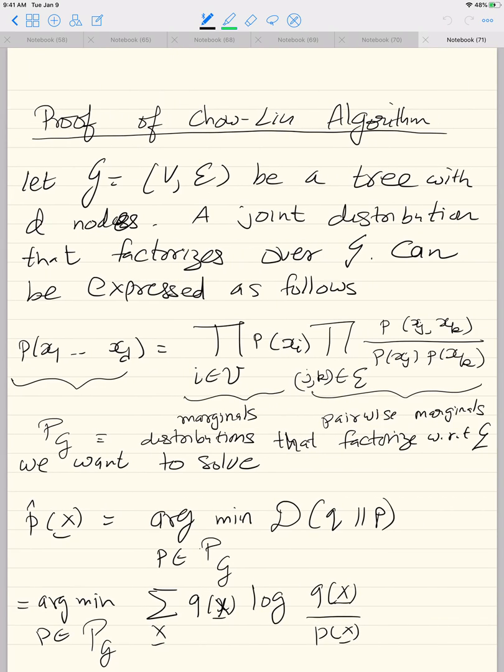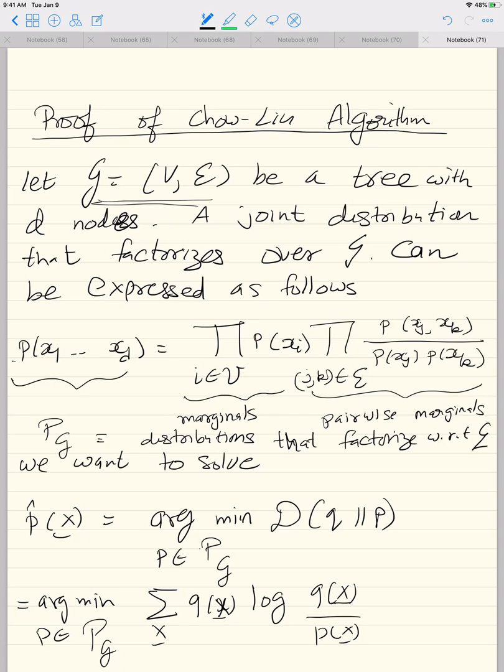Here is the proof of the Chow-Liu algorithm. In this proof, we will first fix a G. We'll assume G is an undirected tree with V the vertices and E the edges, and we consider a joint distribution that factorizes over G. So we have a distribution over x1 to xd that factorizes with respect to G, and this distribution can be expressed on the right hand side.